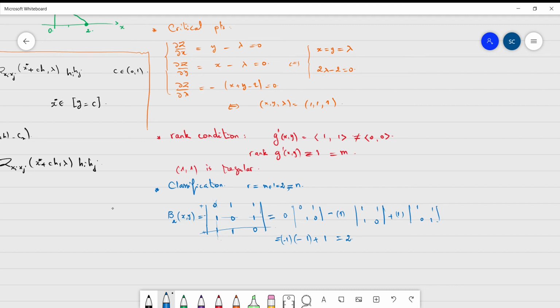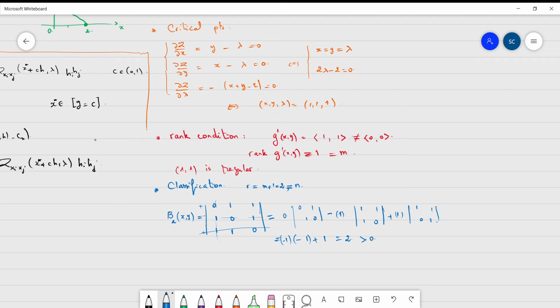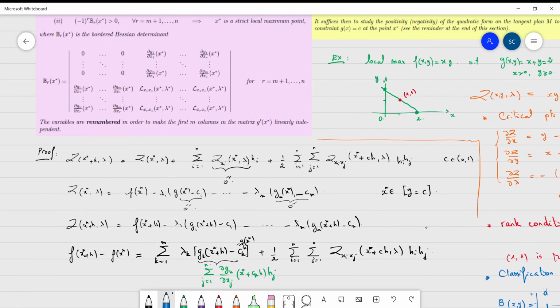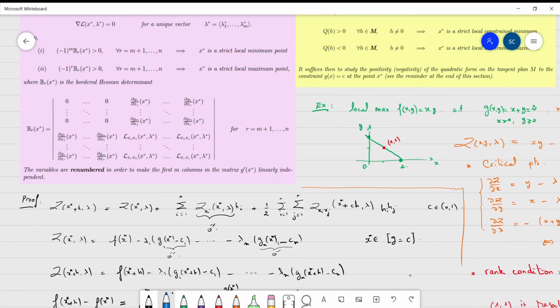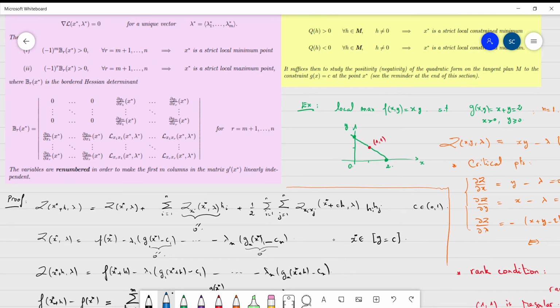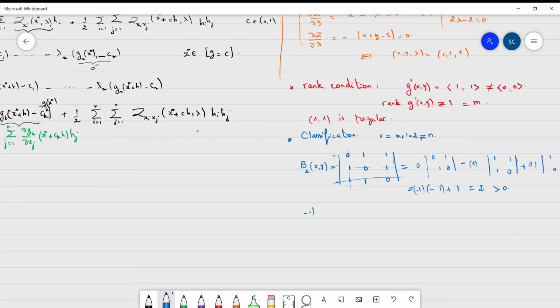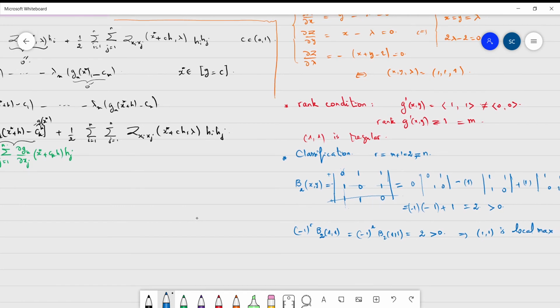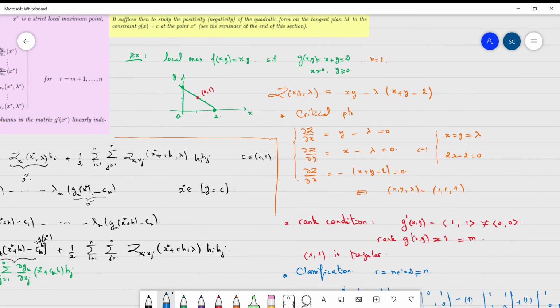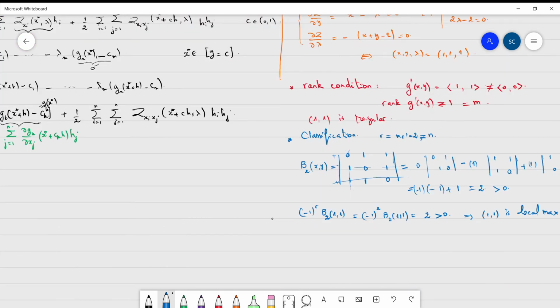Okay, so we have B_2 positive for any (x, y), but in particular at (1, 1) B_2 is positive. Okay, so we are here, the second test, so it works. We have minus 1 to the power r times B_2(1, 1) equal to minus 1 squared times B_2(1, 1), equal to 2, which is positive. So yes, (1, 1) is a local maximum point relative to the constraint set. Okay, so this is how it works. Okay, so yes, we can do one more maybe.